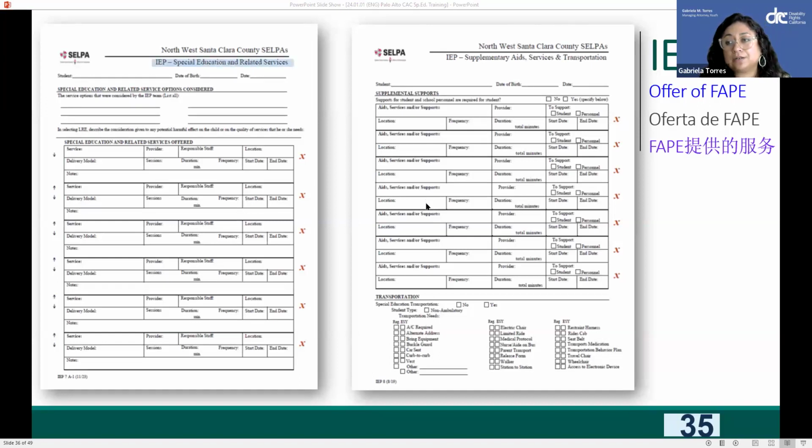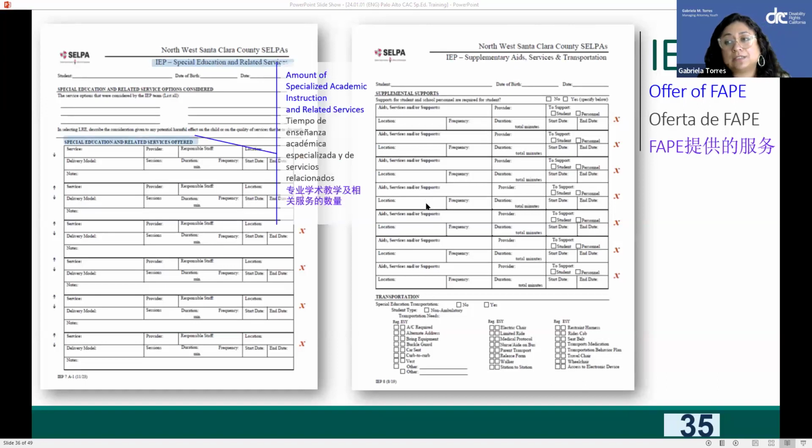In addition, on the page on the right-hand side, there will be the supplemental supports and services that will be offered to the student. And it's really important to review this. This will be discussed with the IEP team, but essentially when you agree to services, this is what you're consenting to be provided. You don't actually have to consent to the entire IEP. You can consent to parts of it. You can decline it as well. But those are just some of the important parts of the IEP itself.